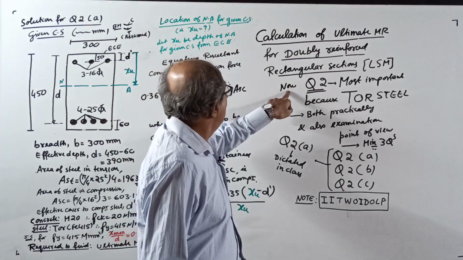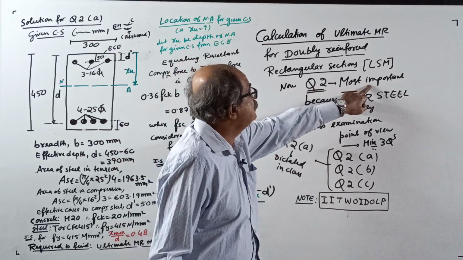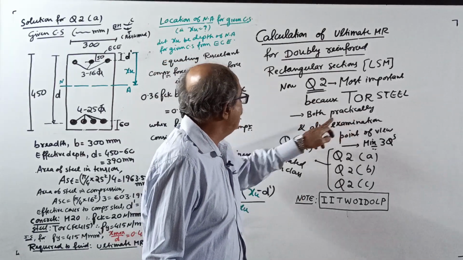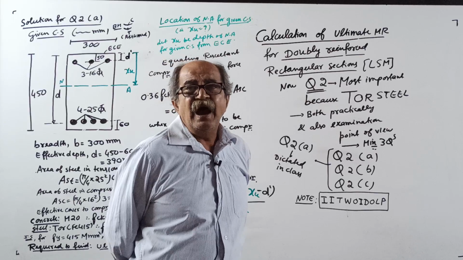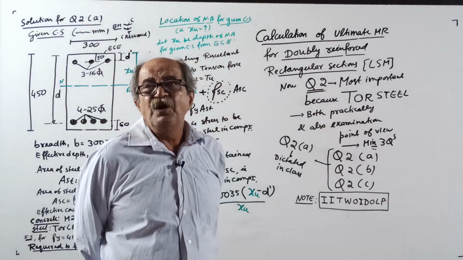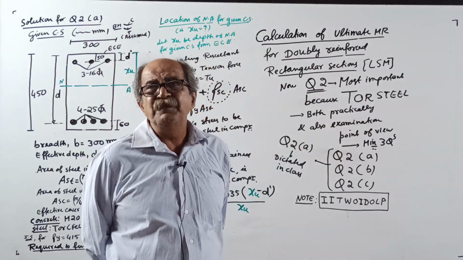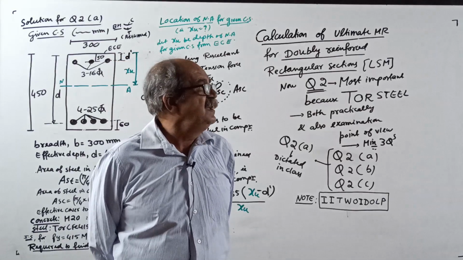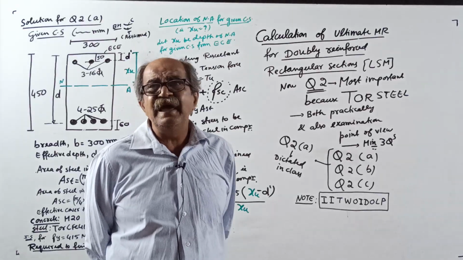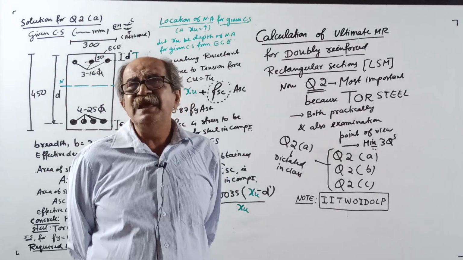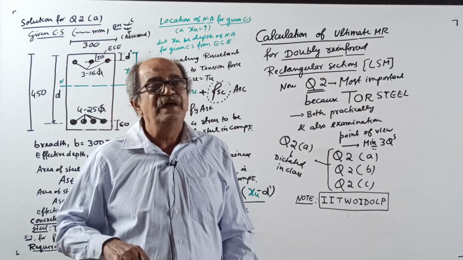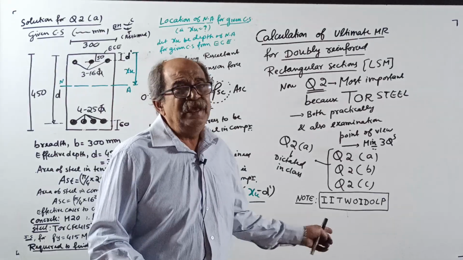Because now question number 2 is most important, because from now onwards we are using TORSTEEL. Both practically and from the examination point of view, either academic or competitive, it is important. Nowadays, practically, mild steel is not used, and examinations, either competitive or academic, rarely give mild steel. Mild steel means you are happy, because usually you get the answer in the first cycle, rarely the second cycle. Difficulty comes with TORSTEEL.